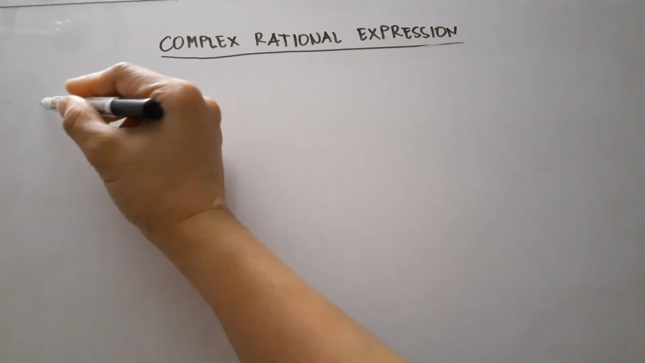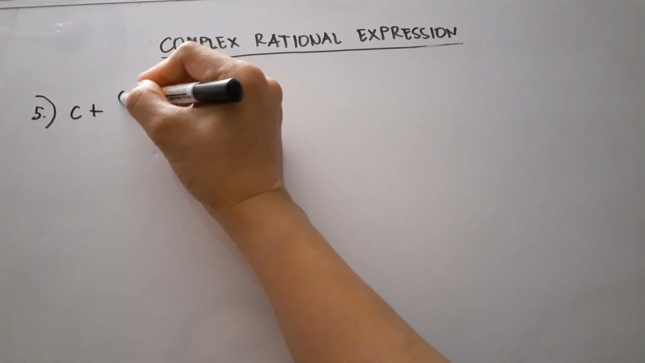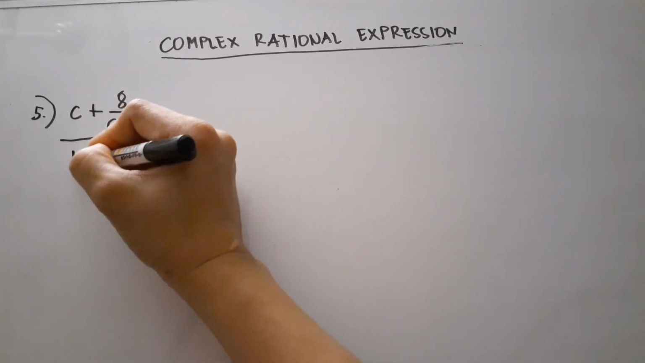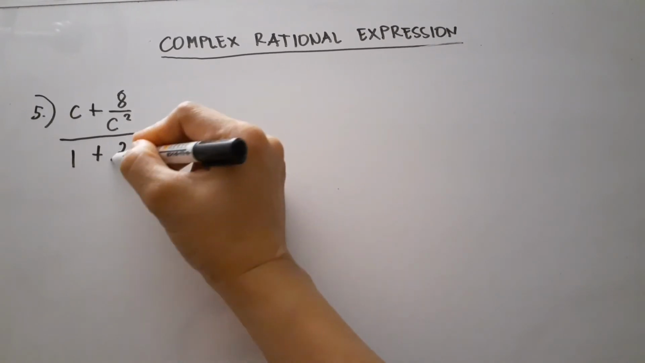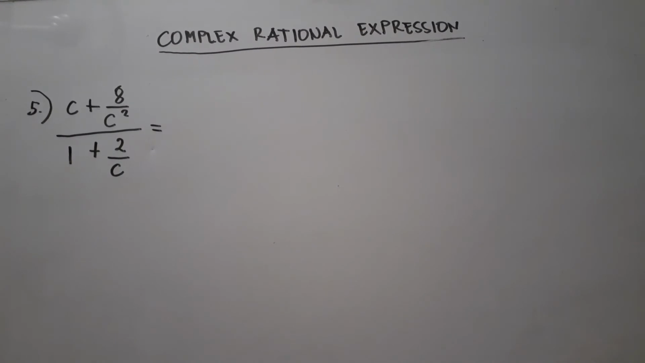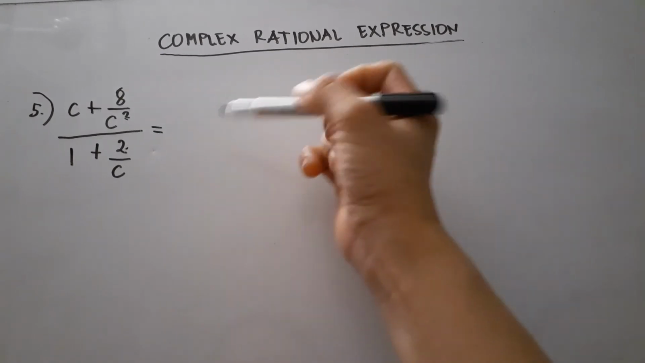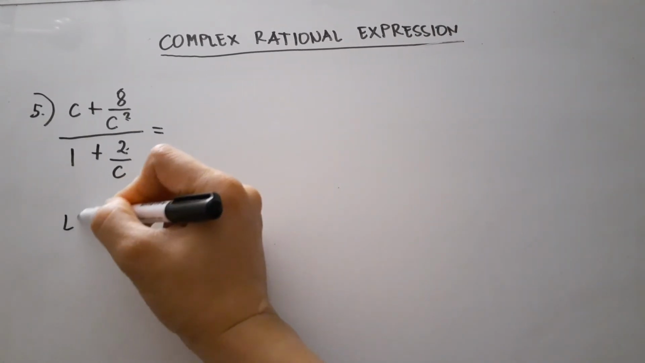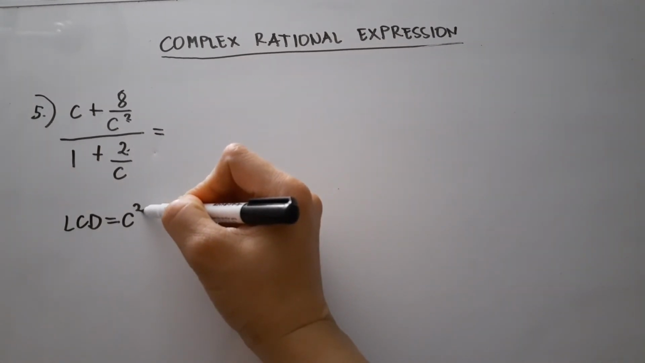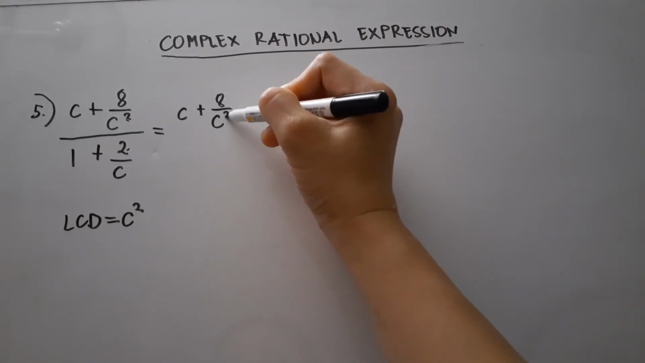And then let's have another example, number 5. We have c positive 8 over c squared over 1 positive 2 over c. So we can use the least common denominator. Our least common denominator is c squared. So we multiply each fraction including the whole number.